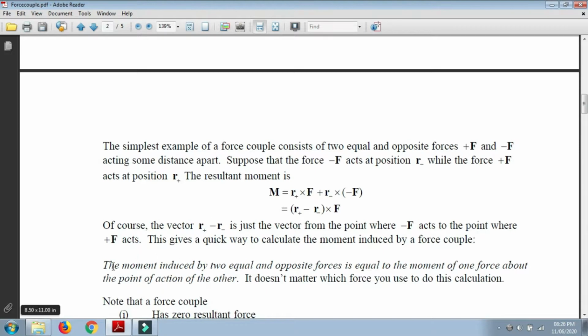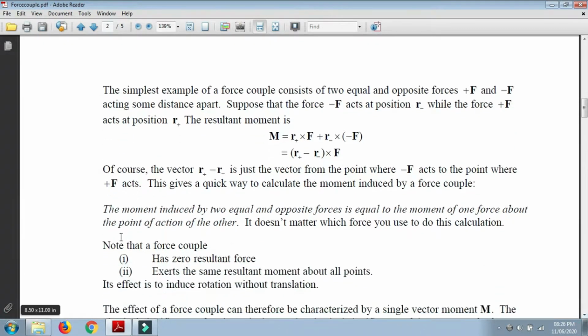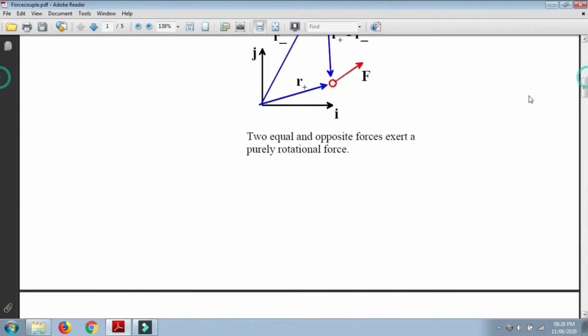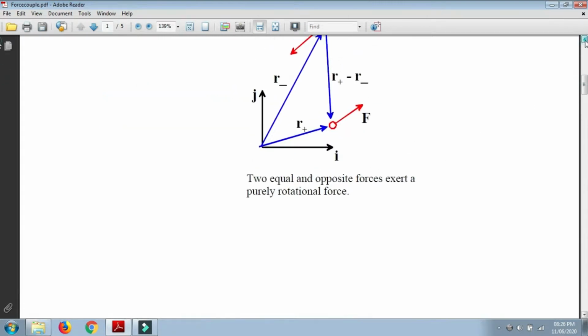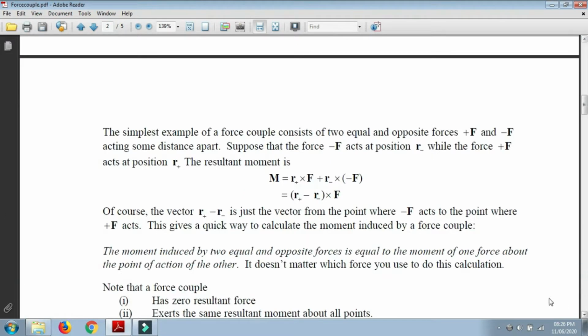So the moment induced by two equal and opposite forces is equal to the moment of one force about the point of action of the other. It does not matter which force you use to do this calculation. You take the calculation from R plus cross F, the moment will be the same, the couple will be the same, or R minus cross minus F. So remember, the answer will still be the same.